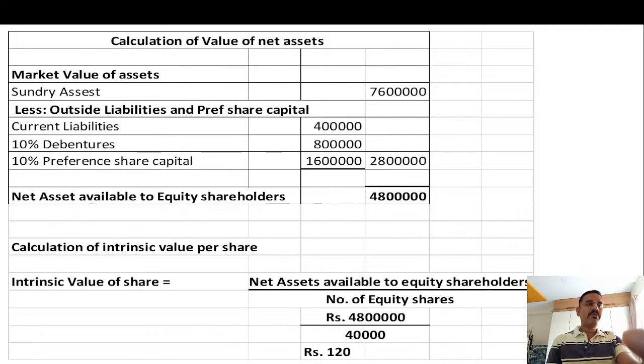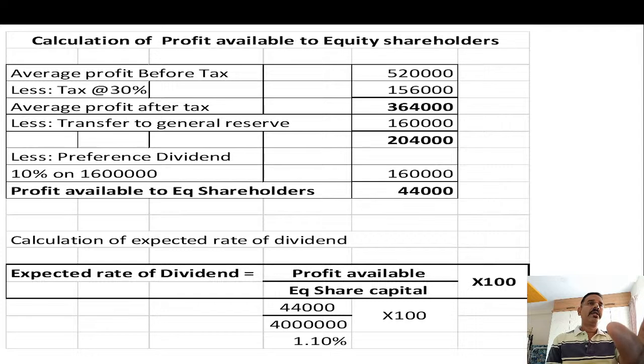So first we have calculated the intrinsic value of the share. How is the intrinsic value of the share calculated? It is based on the net assets. Next, calculation of profit available to equity shareholders. Here, on the basis of the yield method also, you have to calculate. Average profit before tax is 5,20,000, less tax at 30%. So average profit after tax is 3,64,000. 5,20,000 into 30%, that is 1,56,000, you have to pay as tax, because average profit is given before tax. After deducting 30% tax, you get the average profit after tax.